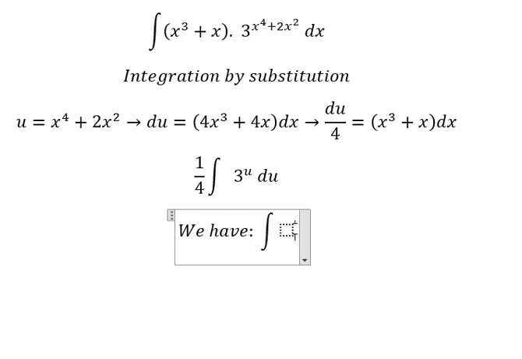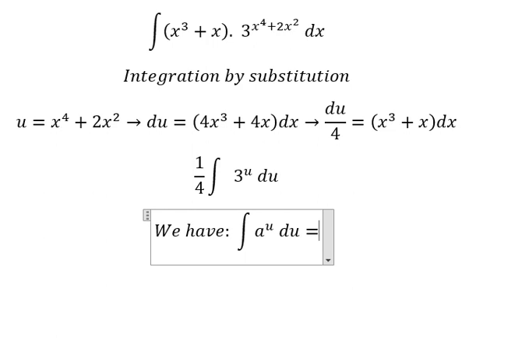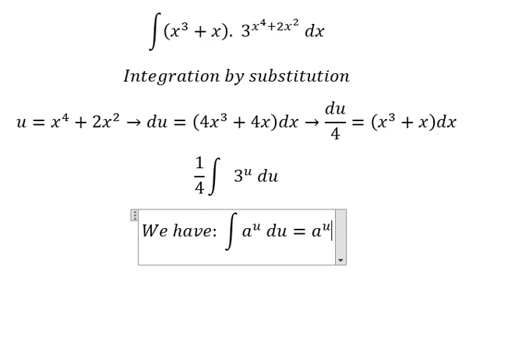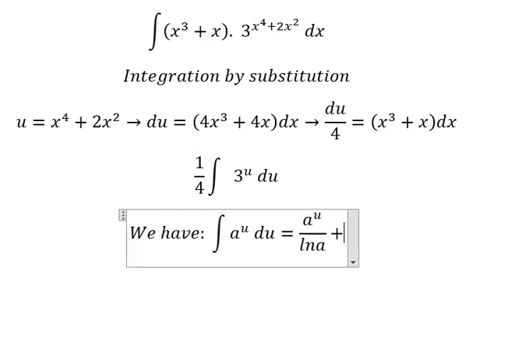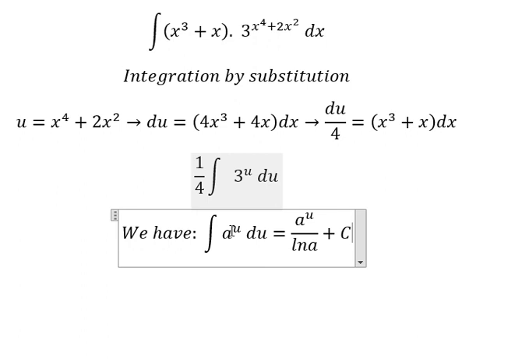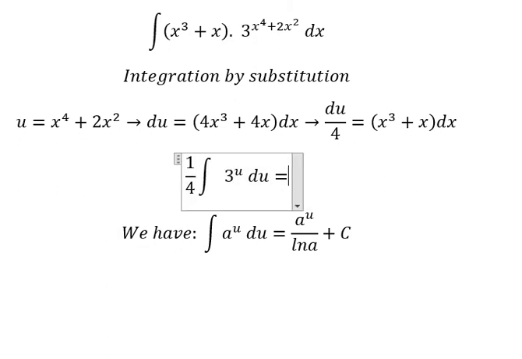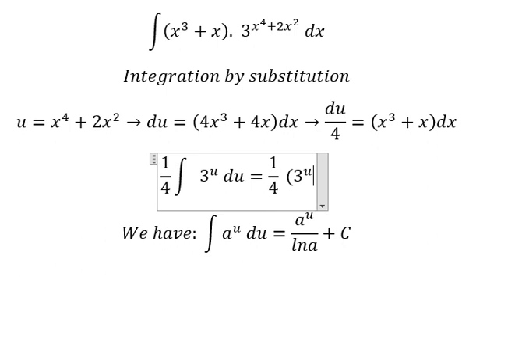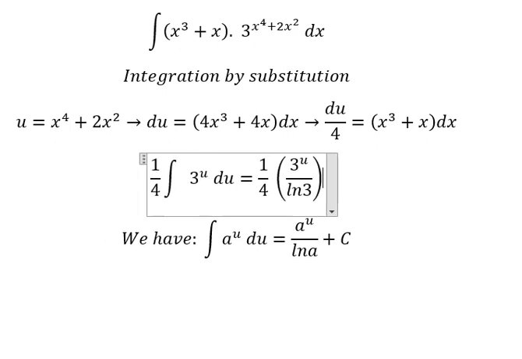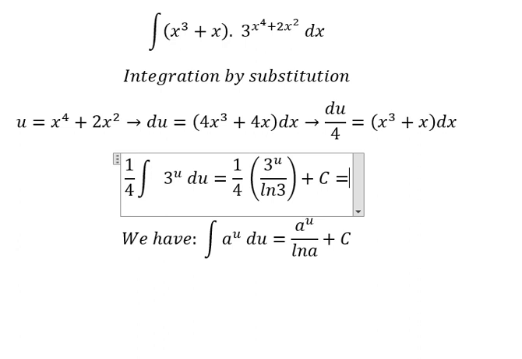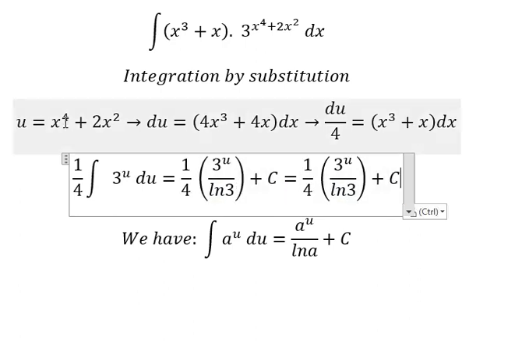The integration of a to the power of u du, you got a to the power of u over ln a, and we put c. Now we change a, that's number 3, and you got the final answer. About u, that is this one.